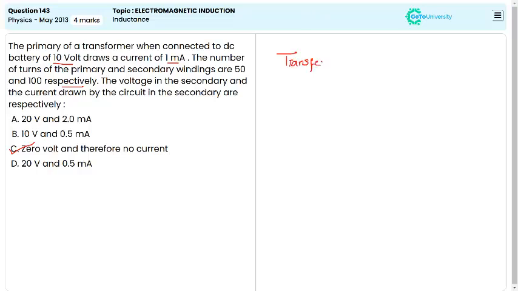Transformer works for AC supply. But here they're asking about the DC battery. DC battery, it will not supply. So our answer is 0, and therefore there is no current. Option C is the right answer.